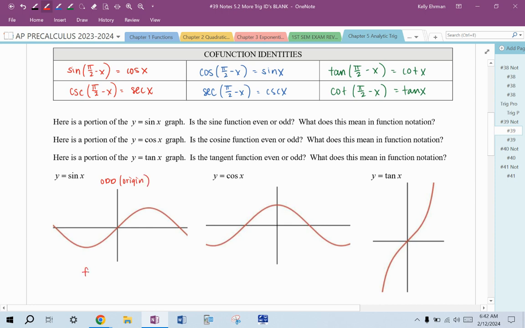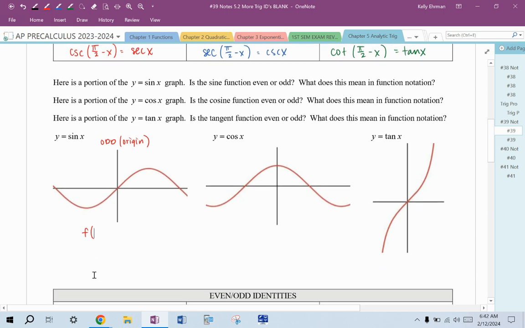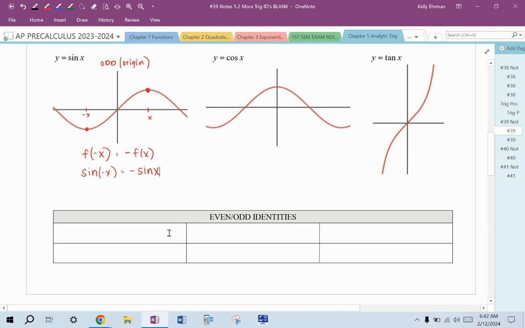And function notation wise, because we see this on our AP test, what this means is f of negative x is equal to the opposite of f of x. That negative sign, just read it as opposite. So that just means that when I plug in a negative angle on the sine curve, I get this negative value. When I plug in a positive angle, I get this positive value. So in this case, that means that the sine of negative x is equal to the negative sine of x. That's our first even and odd identity.